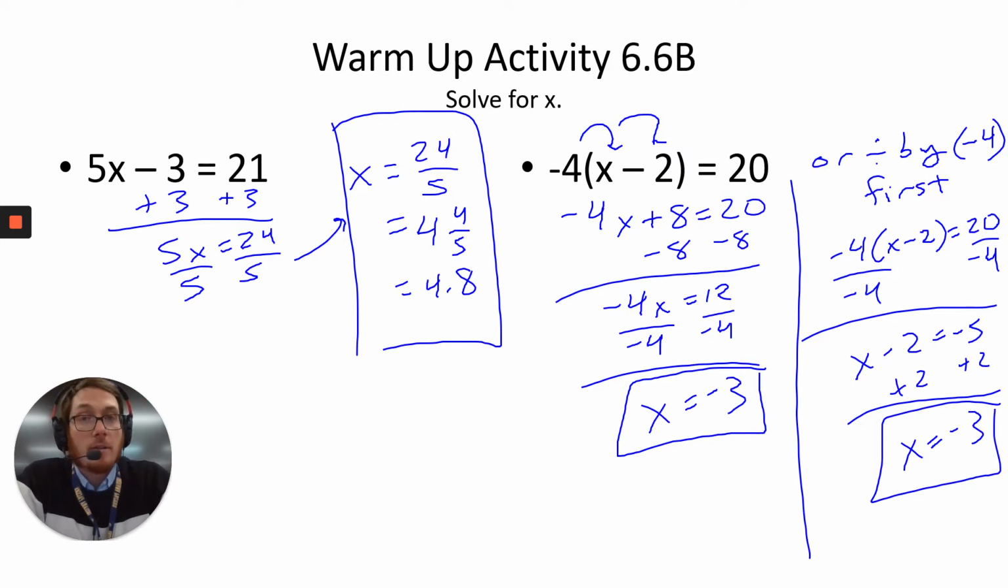Now this does not work out to be an integer answer, but that's okay. You have the improper fraction, 24 over 5, that would work. You have 4 and 4/5 that would work. And then you also have 4.8. That would be a third version that would work in this situation.